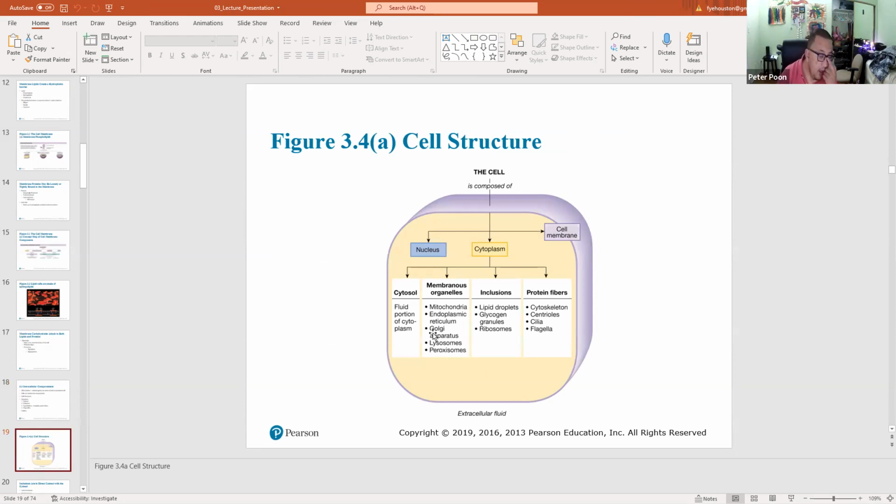So here is the cellular structure of a eukaryotic cell. Again, we're focusing on human physiology, so we're going to be looking at what happens in a eukaryotic cell. There is cytoplasm, which is divided into cytosol, which is the fluid, and then the organelles. All of these organelles have their own function, and then the inclusions are basically storage structures, and then the protein fibers are just proteins.